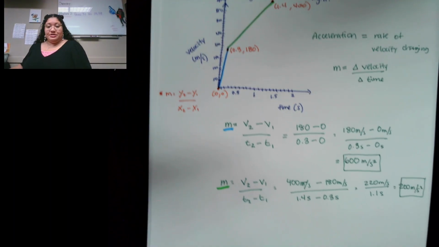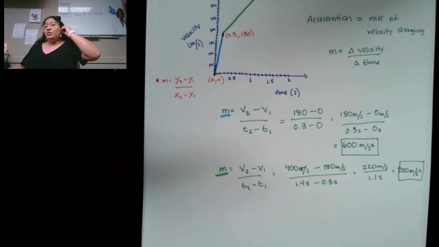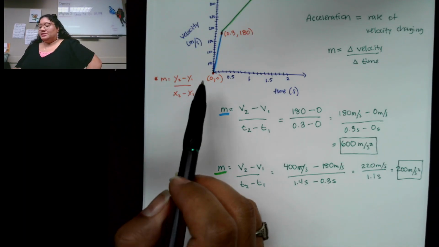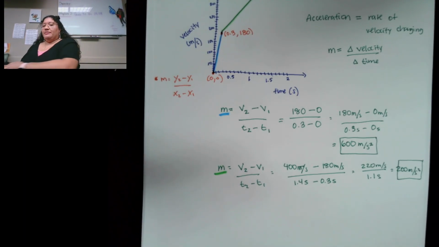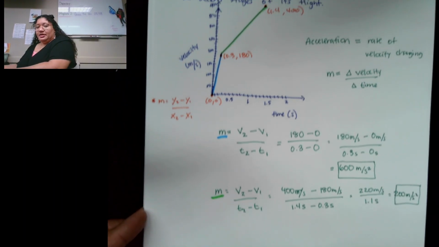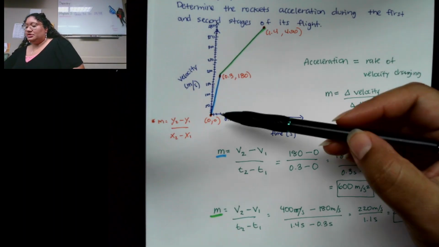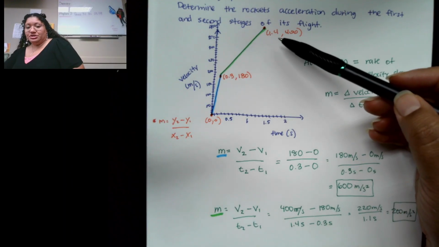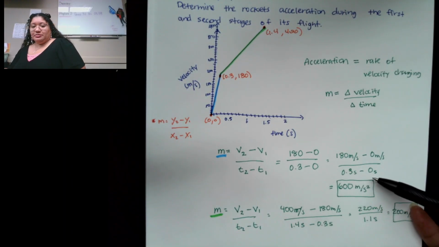Based on these two, what can you all tell me about the acceleration? And visually, it makes sense within these two stages of the rocket launching. Take a moment.